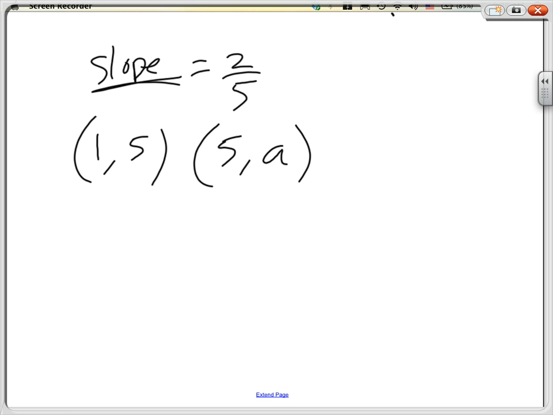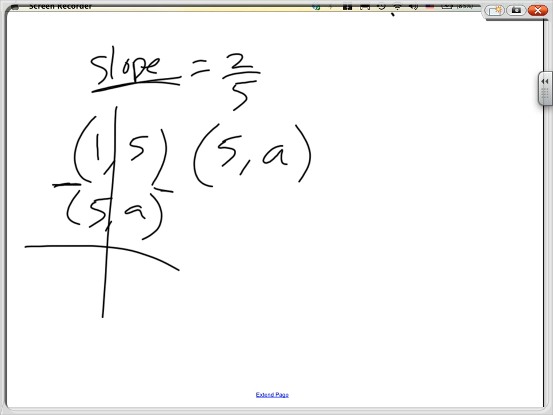Okay, foundation first, bottom, and then our y, right? So let's set it up. If you want to do it vertically, this is how you would do it, right? Is that true? Okay, let's set it up. What is 1 minus 5? -4. What is 5 minus a? Just 5 minus a, right? Is that true? We're clear?